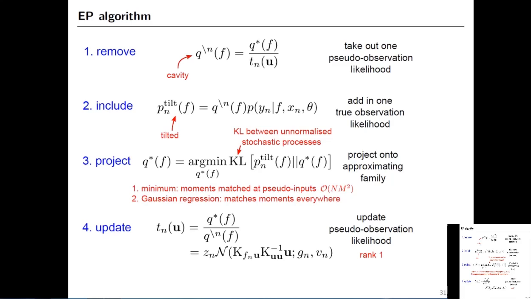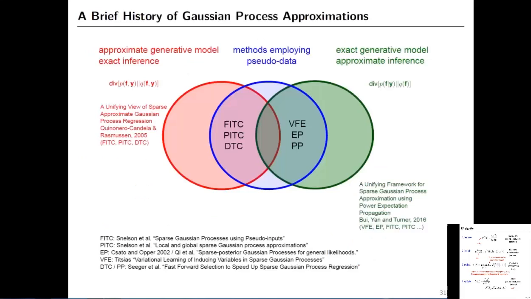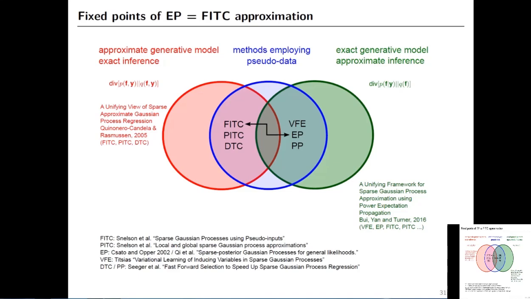Okay, so it turns out that when you run this algorithm, so this is an iterative algorithm, we have to go round and round again updating all our parameters, you can show analytically that this converges to FITC. Which was really annoying when we came up with it and implemented it, because we thought we were doing something philosophically principled and new, and it had the same fixed points as this well-known approximation that had been around for years. It does exactly the same. The marginal likelihood is the same. The approximate posterior is the same.